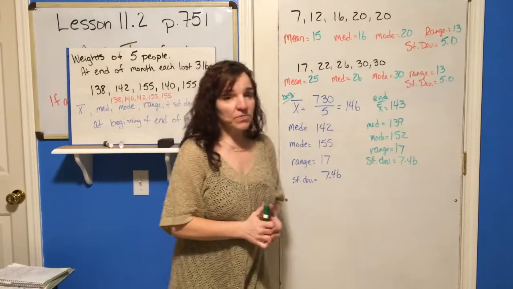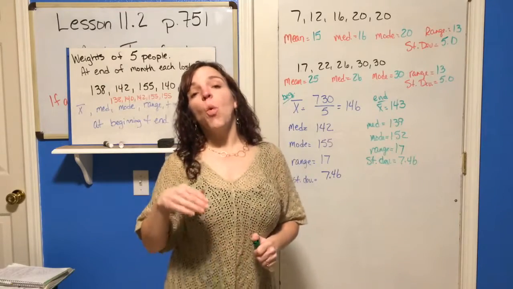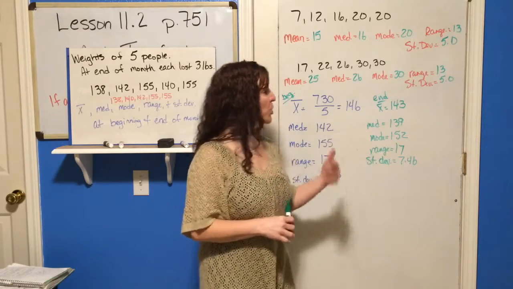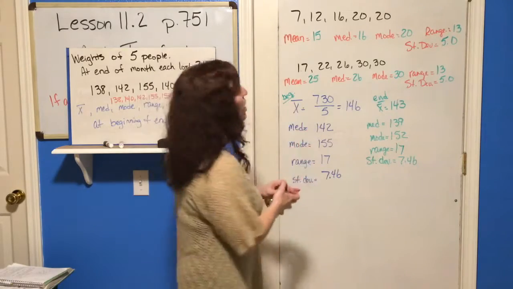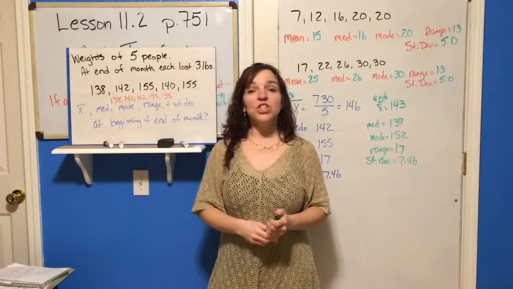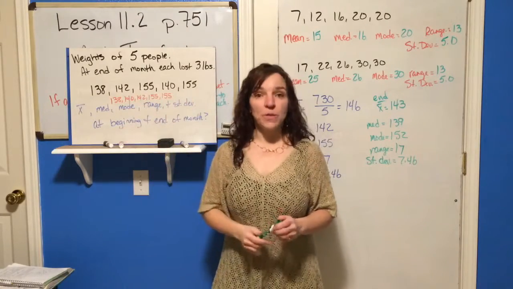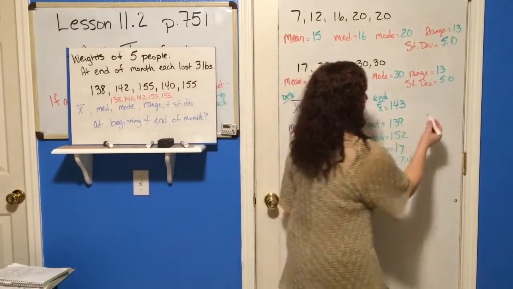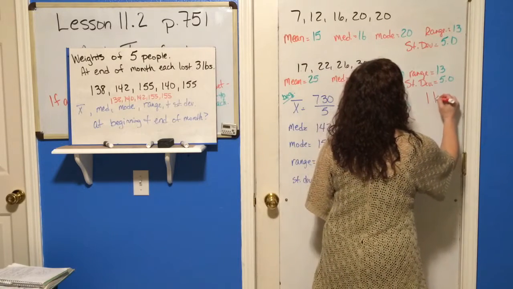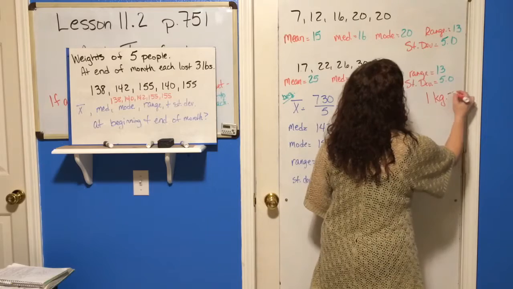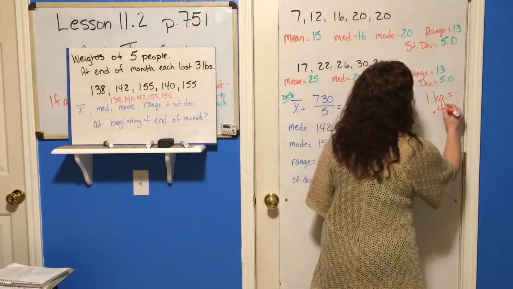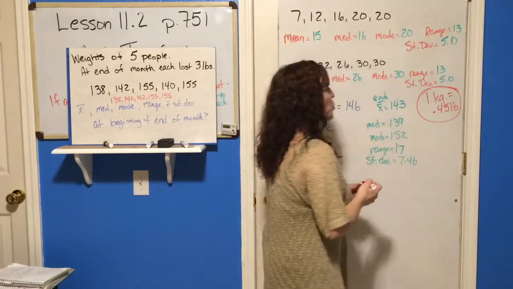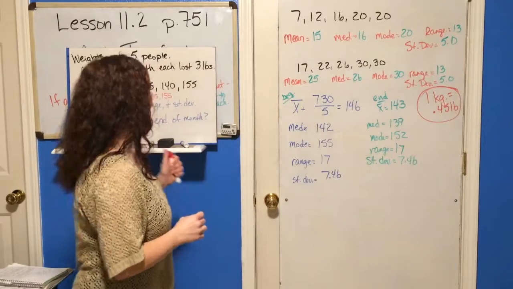Now, what happens if you want to multiply each of those by something? In this case, what we're going to do is change these weights, which were all in pounds. What if we want to change all of these weights to kilograms? 1 kilogram, I believe, is 0.45 pounds. So there's your conversion number. So 1 kilogram is 0.45 pounds.